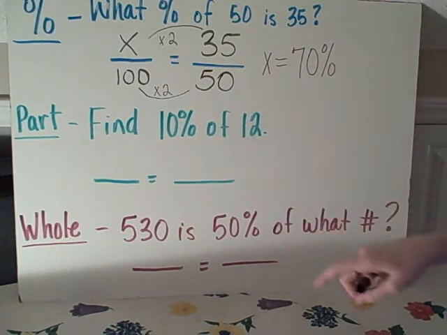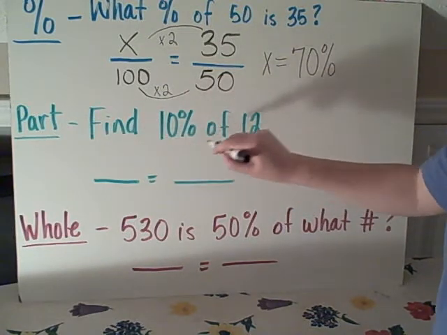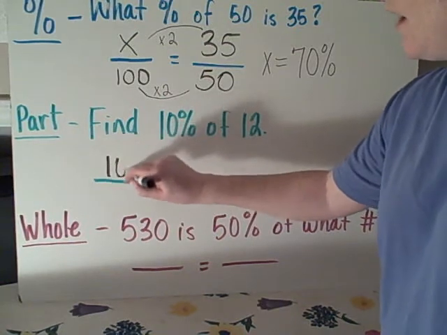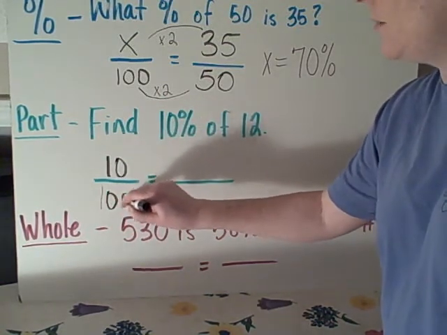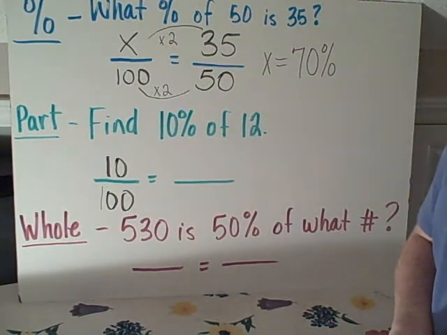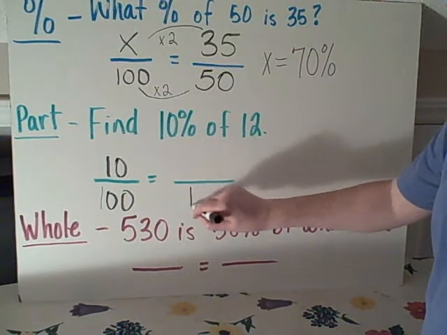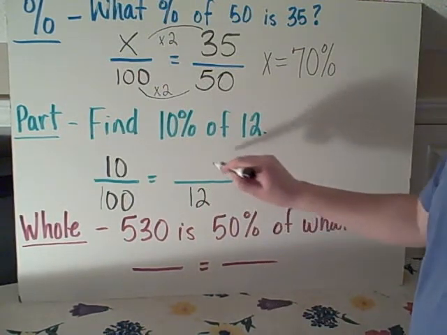Let's move down here to find the missing part. We already know we're going to find 10% of 12. We are given the percent, so it's going to go here. I do not need the percent symbol because I am writing it as a fraction, and that takes care of it. And then I have of 12, of meaning the whole, and then we don't know what the part is. We have no is there.